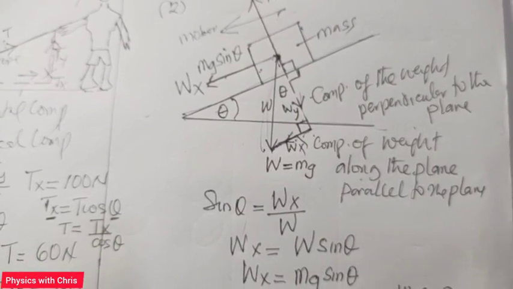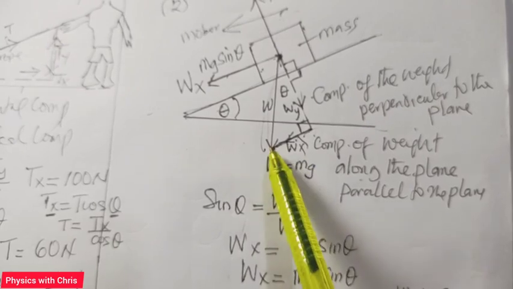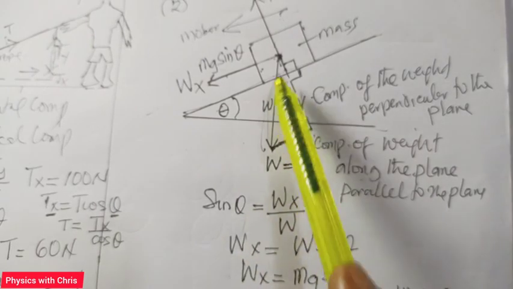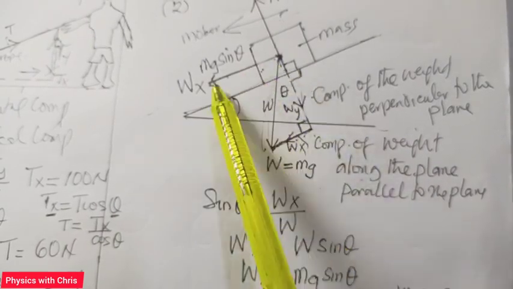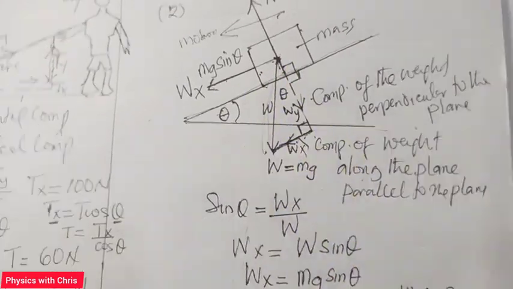So this is one way we apply the resolution of vectors to determine the two components of the weight of this block, one of them acting parallel to the plane. That is the component responsible for the motion of the body. So let's say we have this case.